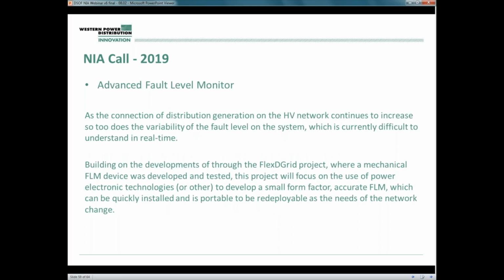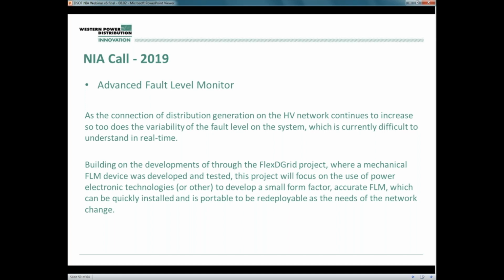The next one is looking at an advanced fault level monitor. Some people may be aware that through previous LCNF innovations, we've developed a reliable and robust mechanical fault level monitoring device to get active upstream and downstream contribution of the system. So hopefully looking to understand how it's going to change in the future. An active part of that is going to be real-time understanding and monitoring of the fault level on the system, and being able to use that data to more accurately model our system, maintain and operate our system, as well as being able to offer flexible connections to customers based on this.